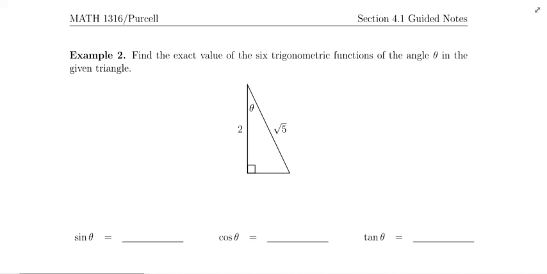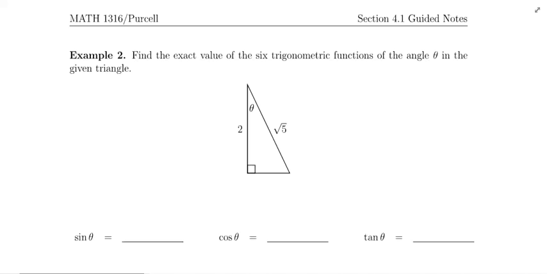Example 2. Find the exact value of the 6 trigonometric functions of the angle theta in the given triangle. All right, so here we've got a brand new right triangle. It's going to be the same kind of problem as example 1.